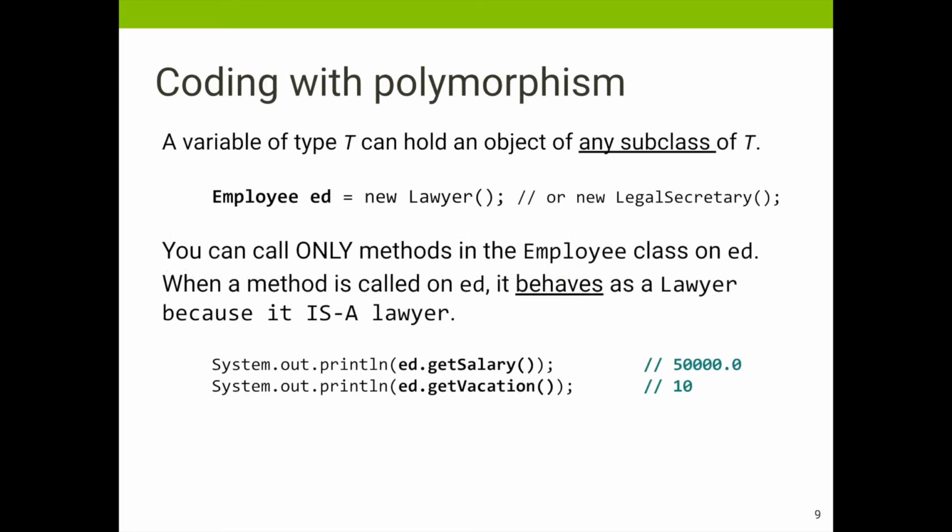So let's get back into coding with polymorphism. All right, this first line here: a variable of type T can hold an object of any subclass of T. That gets a little confusing. Like, what are you talking about? What we're trying to say here is that when I have something like an employee object and I assign it the value of a lawyer, what I've done is I've taken a subclass of employee, and it can hold any subclass of employee. A lawyer is an employee, a legal secretary is an employee. Both of these things will work just fine, okay?